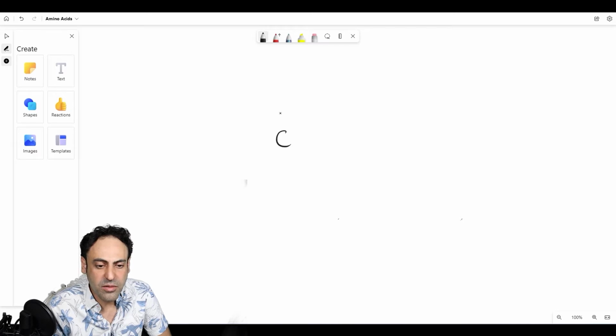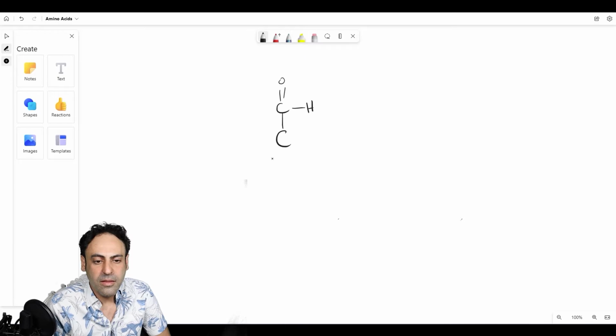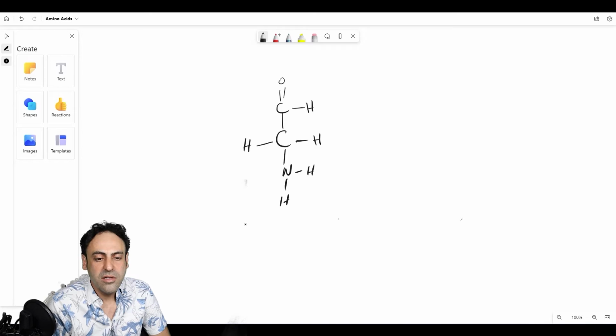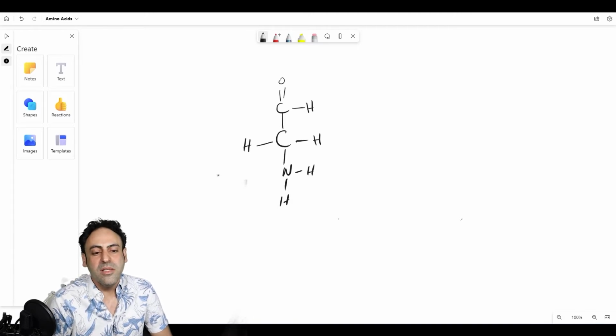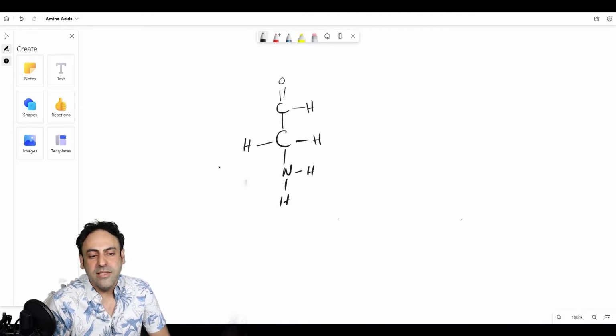So the glycine, we're going to put the alpha carbon in the middle. We're going to put the carboxyl group on the top. All right. And then we're going to put the amine at the bottom. The hydrogen here. And the glycine has another hydrogen connected to it. So first of all, I'm going to tell you something about the glycine.